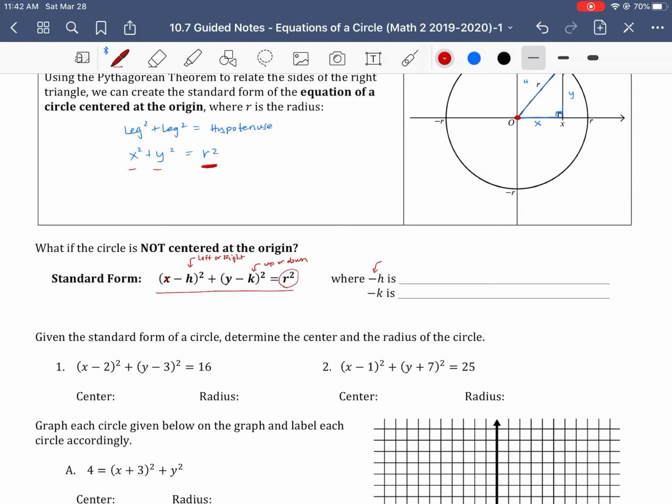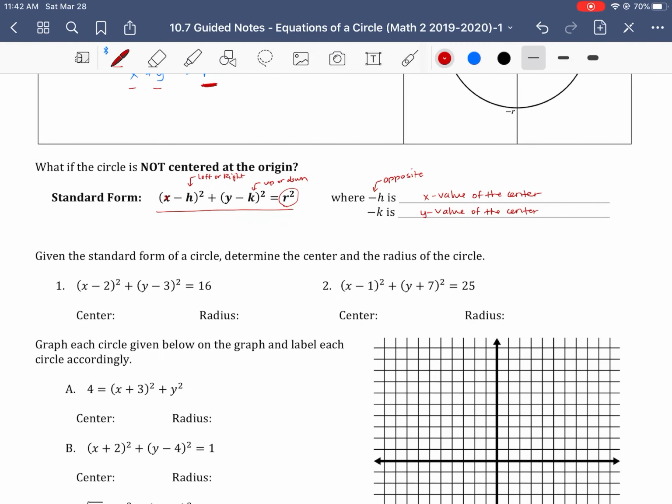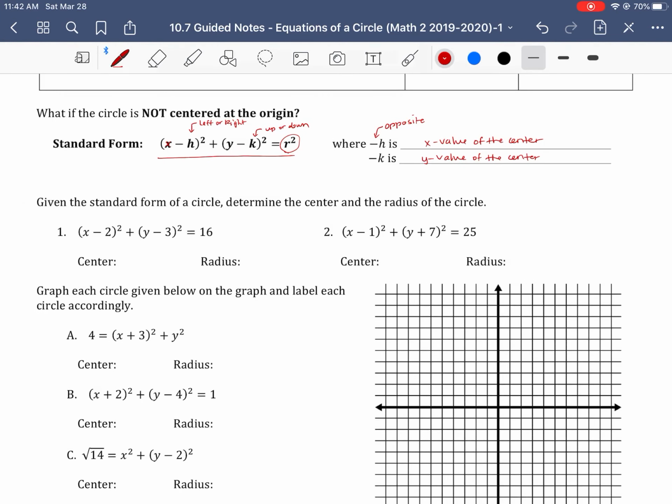So remember that negative h means opposite. If I want to find the x value of the center, then I use the opposite of that h value. So again, this is the x value of the center of the circle that's being represented in that equation, and the k is the y value because it moved away from the origin. So, for example, if we look down here, given the standard form of a circle, determine the center and the radius of the circle.